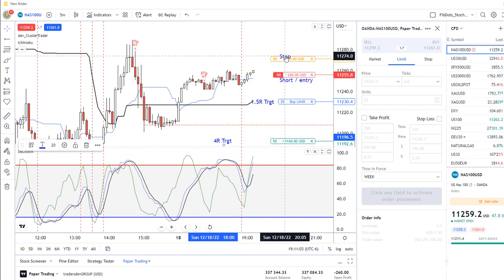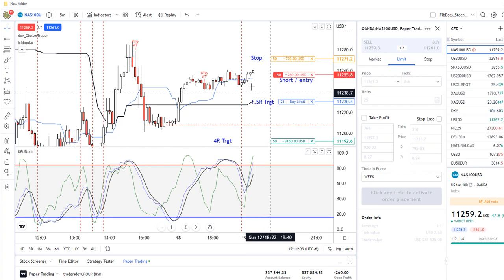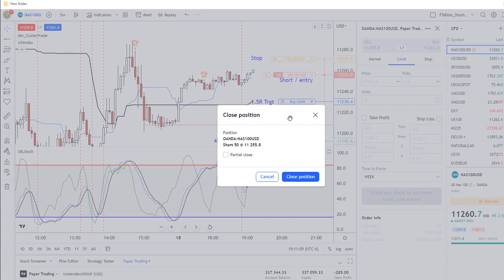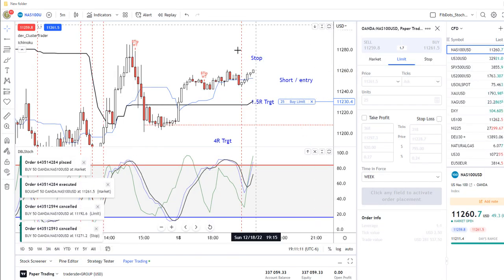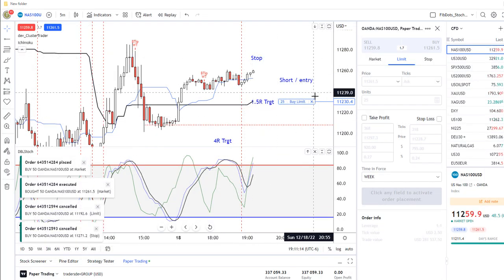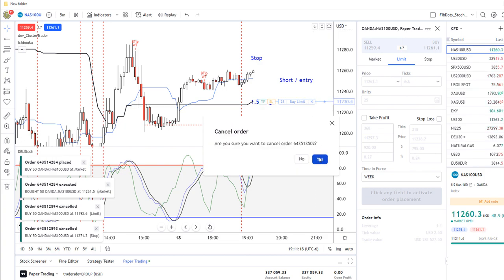And then if I wanted to exit the trade, like Ollie the other day, you exited that trade, I just come here, click on the X, boom, close it. All of my orders are filled except the buy limit was not an associated order, so I have to manually cancel that one.